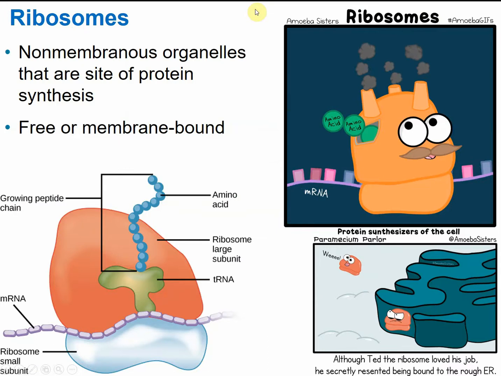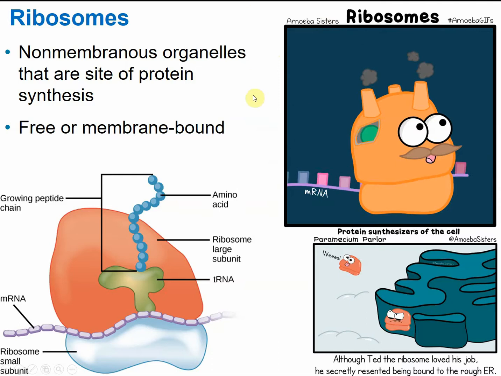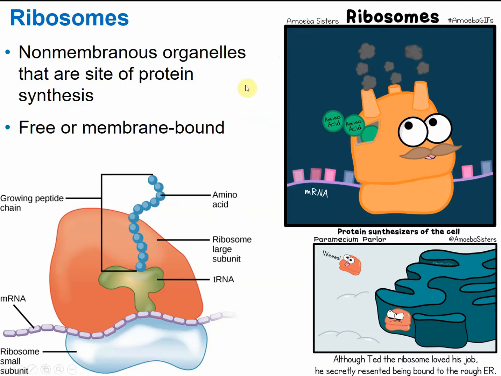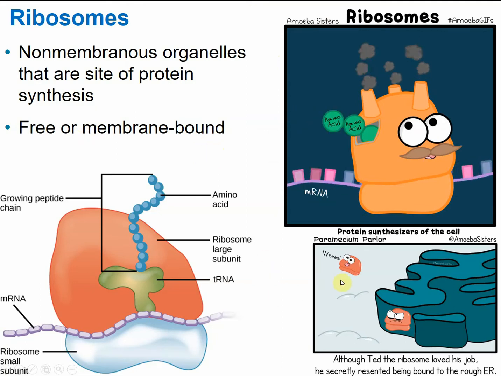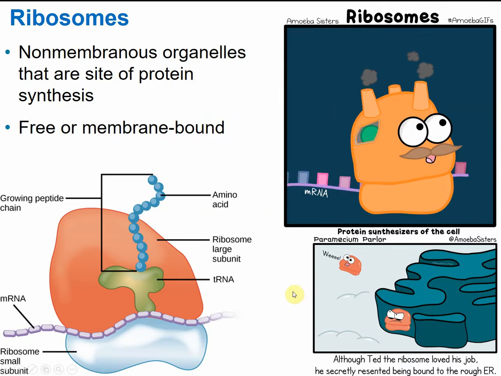Ribosomes are some of those non-membranous organelles, meaning they're just more simple in structure, a bit more primitive, if you will, but they are very important. Ribosomes are the sites of protein synthesis. Every protein in your body is made by ribosomes. Ribosomes can be either free or membrane bound. We'll talk about the membrane bound ones in a bit, but free ribosomes are free to just float around throughout the cytoplasm and make proteins.